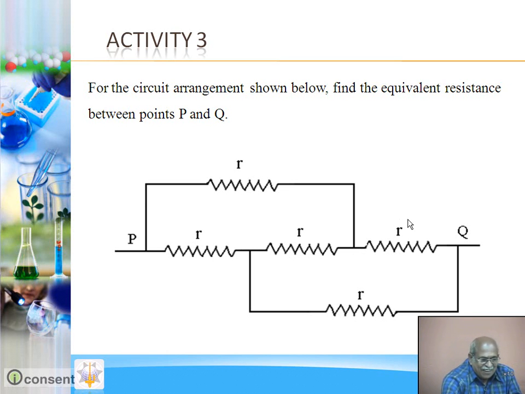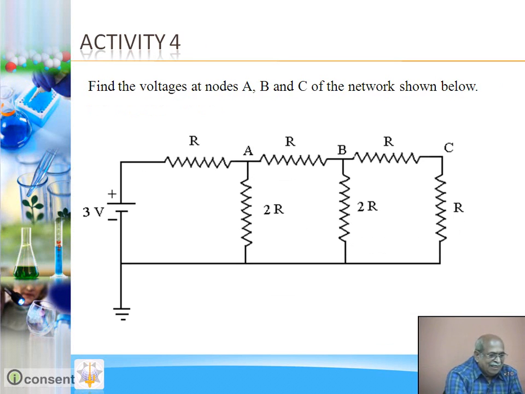These are series, so 2R. These are series, so another 2R. This R is removed. These 2R and these 2R are in parallel. So equivalent resistance R. Answer is simple, R. In the same way, you can try this.